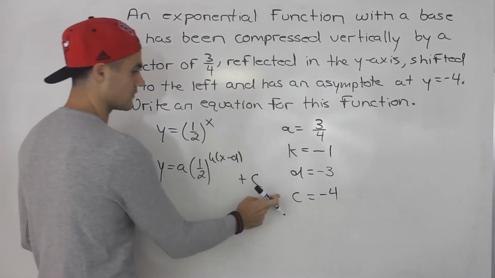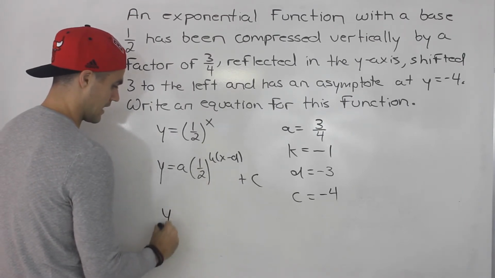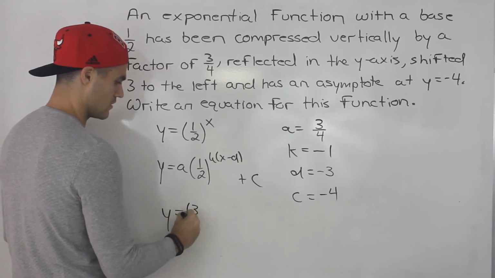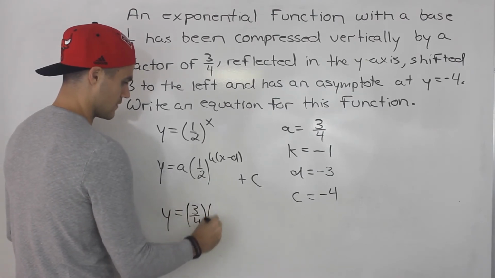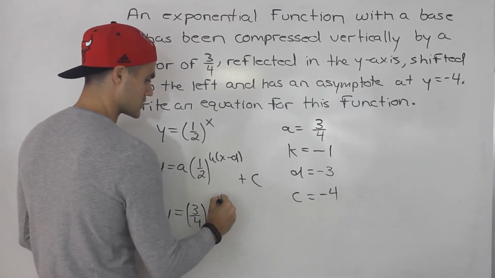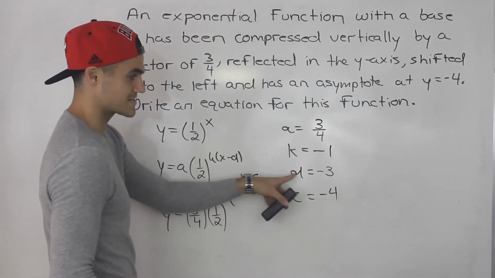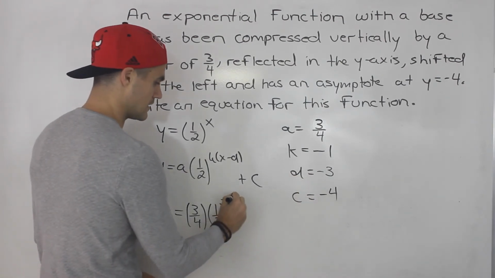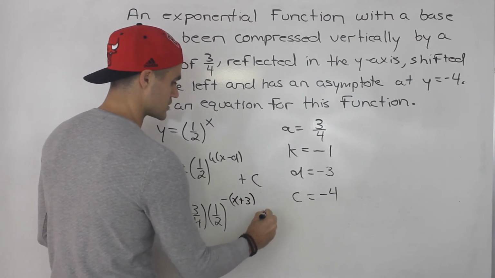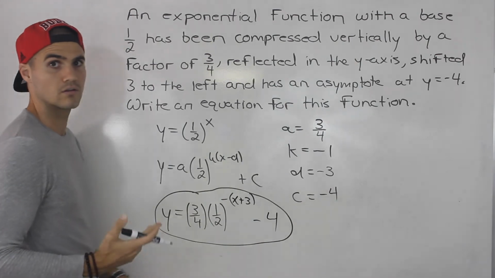So now you just take all of these, plug them into this format, and you have your final equation. So the a value, 3/4. We got the base of 1/2. We got the k value of -1. We could just put a negative in front, and then in brackets, it'll be x minus d. So x minus -3 is x plus 3, and then the c value of -4 just goes here. So that there is your final answer.